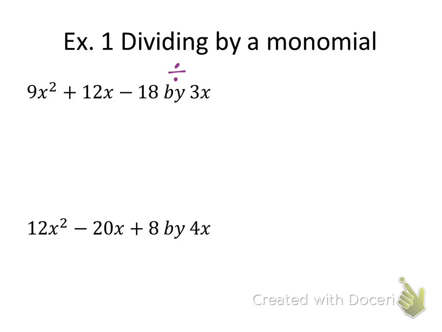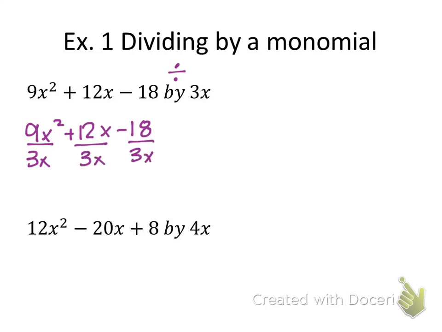So what they want us to do is I have to divide every single term by 3x, okay? Since I have a monomial, that actually makes my job much easier. So I write 9x squared plus 12x minus 18. I'm just going to rewrite that. And I know that I need to divide every single term by 3x. So I write divided by 3x, divided by 3x, divided by 3x. Okay? And then I'm going to use what we learned in the last lessons and just simplify. That's all I need to do here.